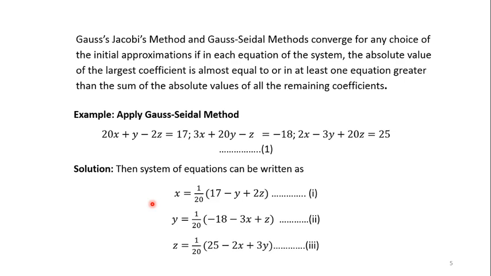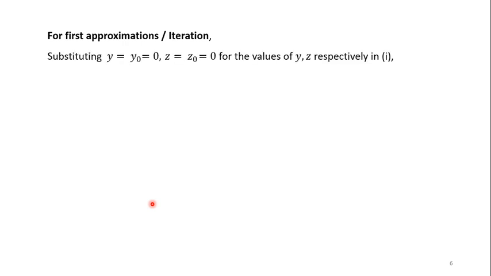Now we find the value of x from the first equation, keeping the values of y and z as 0. For the first approximation, substituting y = y0 = 0 and z = z0 = 0 in equation 1, you get x1 = 1/20 (17 - 0 - 2 × 0) = 0.8500.